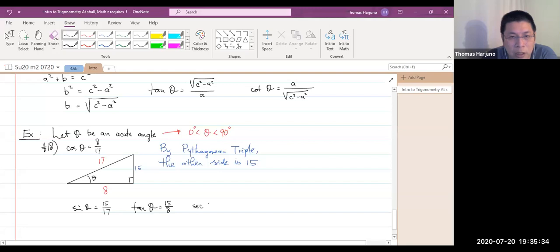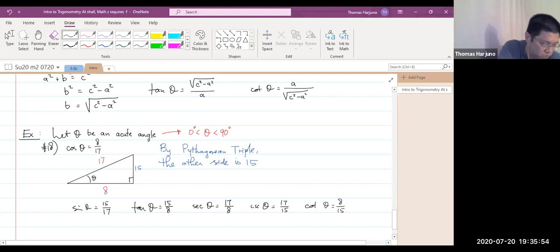Secant theta, that's the reciprocal of cosine, that's 17 over 8. Cosecant theta, that's the reciprocal of sine. And cotangent theta is the reciprocal of tangent. That's Mickey Mouse. So nothing hard with that.